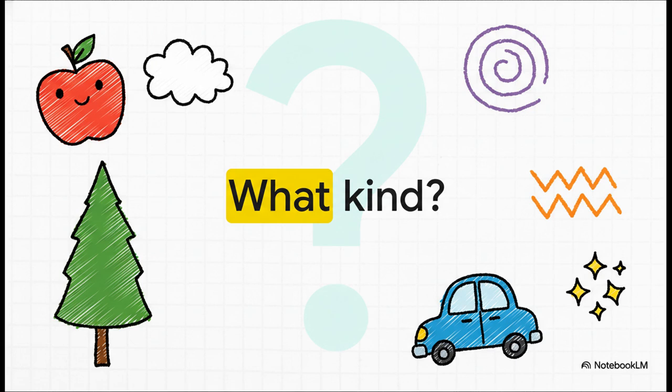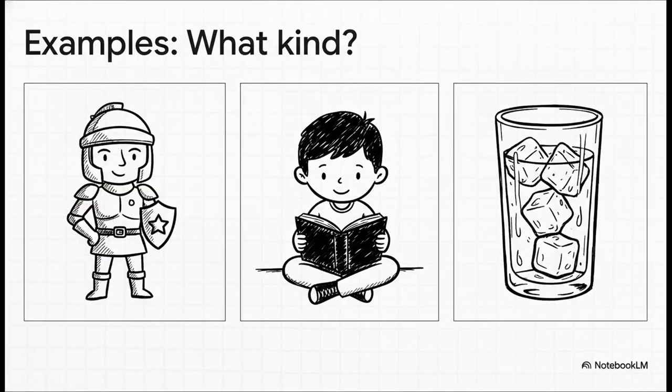All right, the first and probably the most common question an adjective answers is, what kind? This question tells us about the quality or the characteristics of a noun. Let's see this in action. What kind of soldier? A brave soldier. What kind of boy? A quiet boy. And what kind of water? Cold water. So you see, the words brave, quiet, and cold are all adjectives because they describe the kind of noun we're talking about.